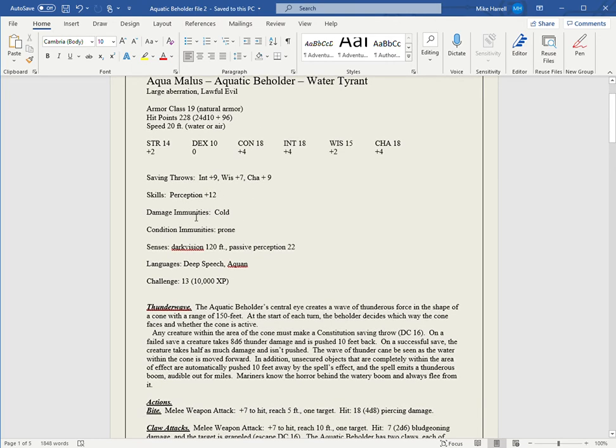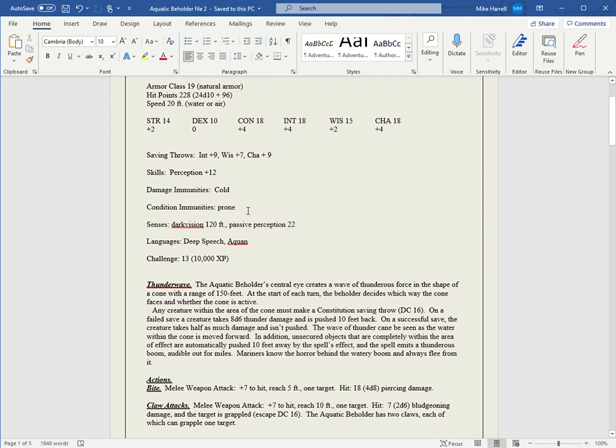Perception plus 12. Damage immunity's cold. Again, a lot of things that live in cold waters may get that cold immunity, so I gave it to this one here. Condition immunity is immune to prone. We see that with other beholders too. Going to have dark vision to 120 feet and a passive perception of 22. Like other beholders with all those eyes, be very difficult to slip up on them. Language is going to have deep speech, and Aquan is added to this one right here.